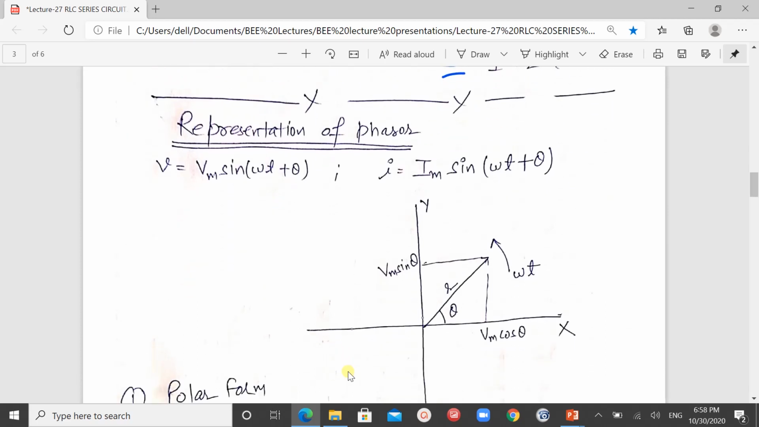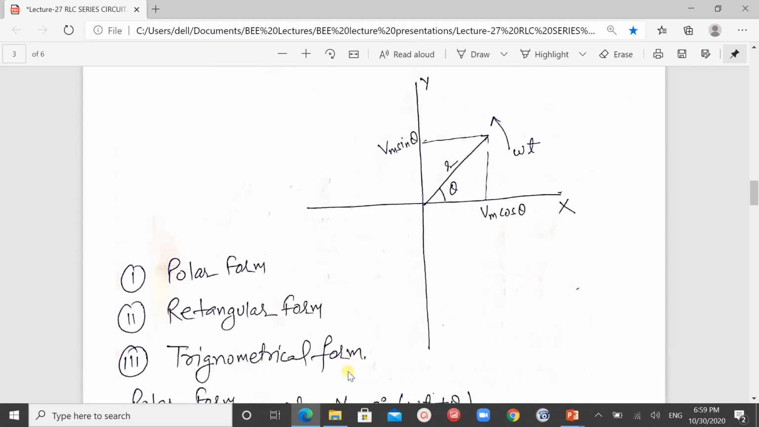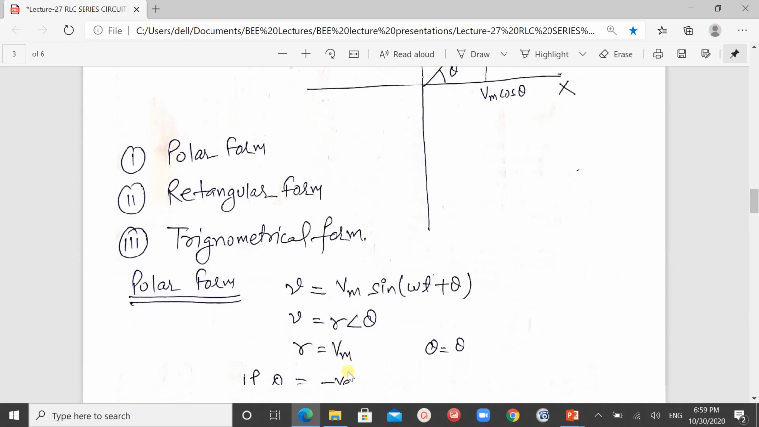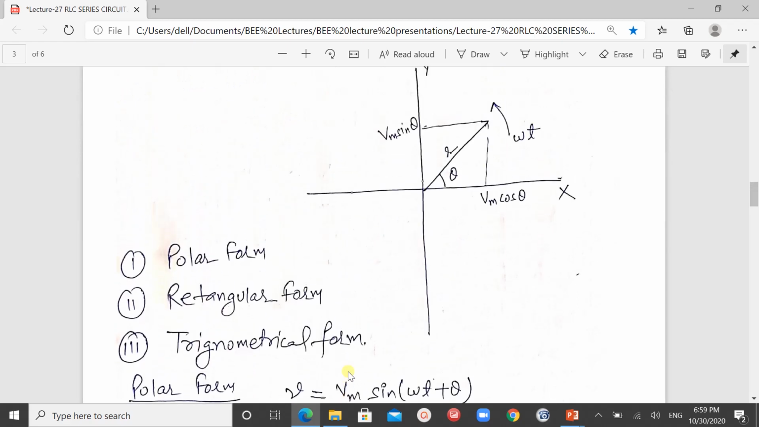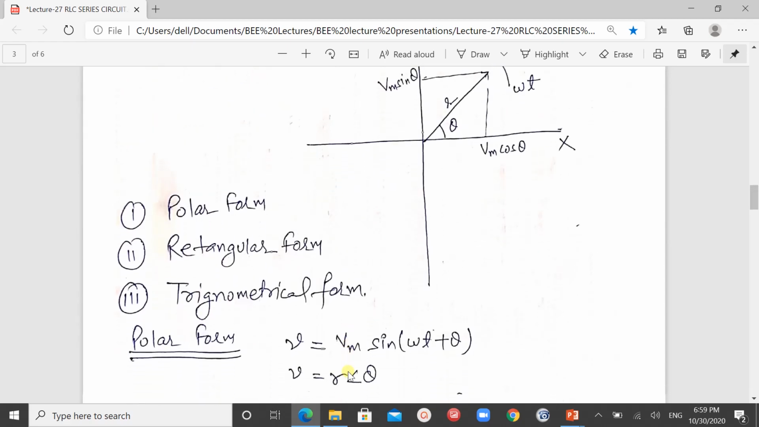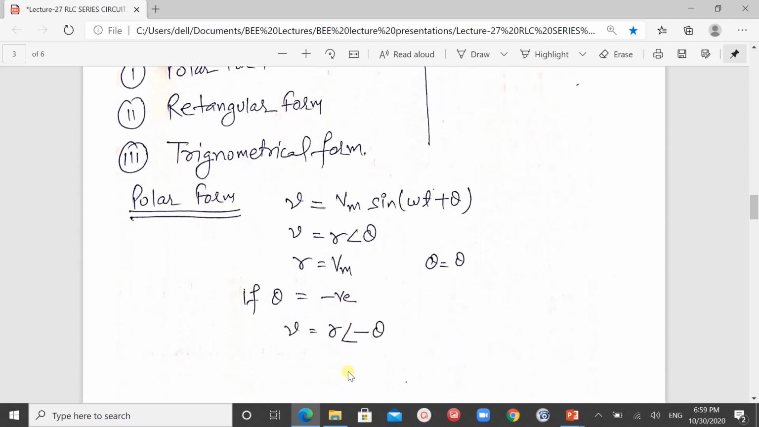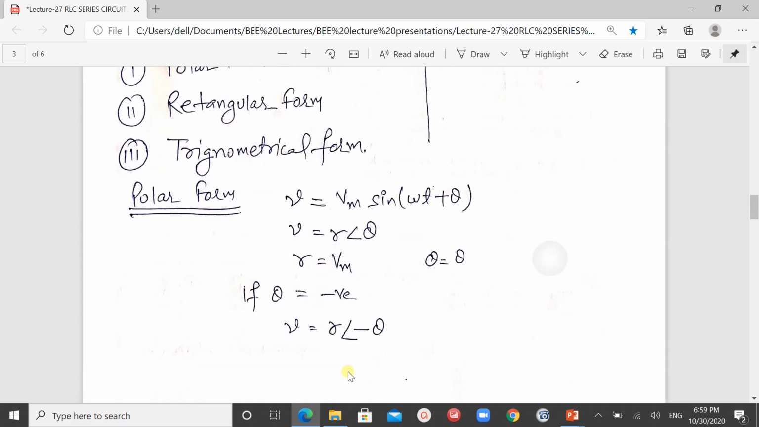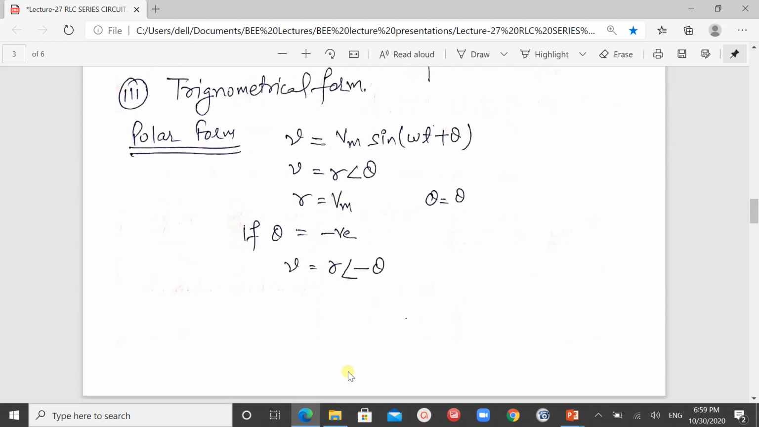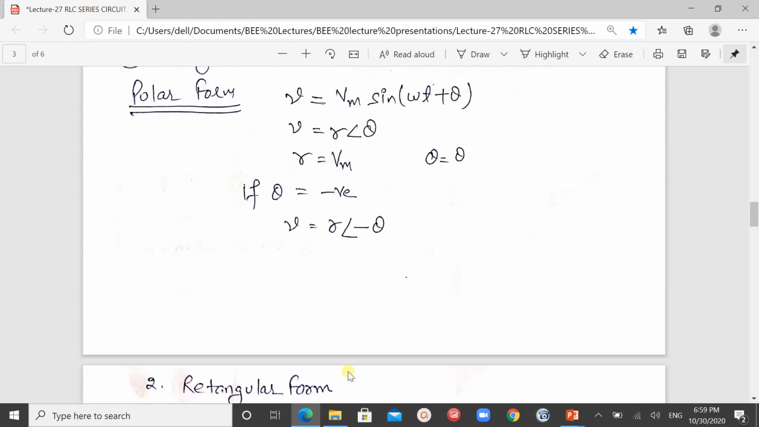Then representation of phasor diagram. The phasor diagram is represented in three ways: the polar form, rectangular form, and trigonometrical form. In polar form, we have V is equals to Vm sine (omega t plus theta). V is equals to R angle theta. R is this resultant term, and angle theta. R is equals to Vm. If theta is positive, then we will get V is equals to R angle theta. If theta is negative, then V is equals to R angle minus theta.